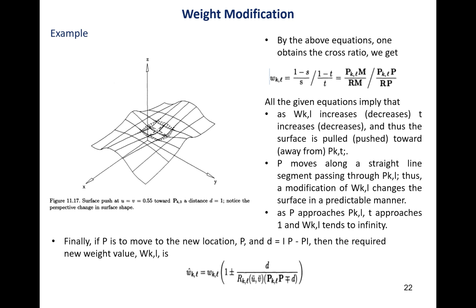P moves along a straight line segment passing through PKL, thus a modification of WK changes the surface in a predictable manner. As P approaches PKL, T approaches 1 and WKL tends to infinity. Finally, if P is moved to a new location, then the required new weight value WK is expressed as given in the equation below.